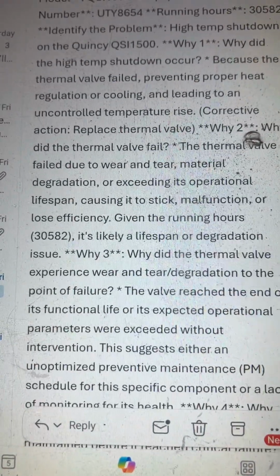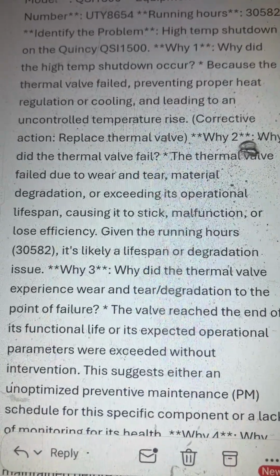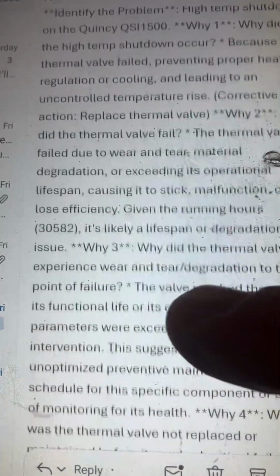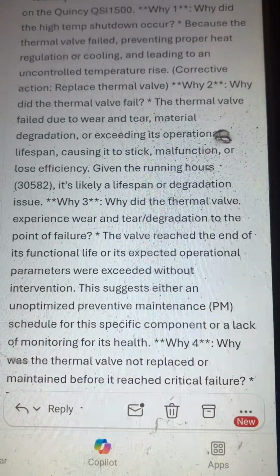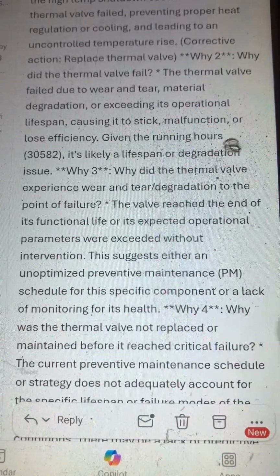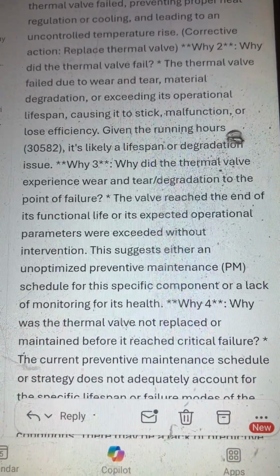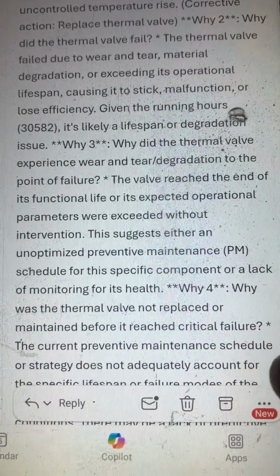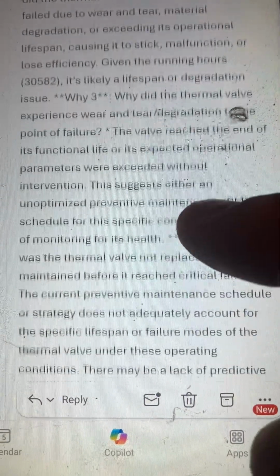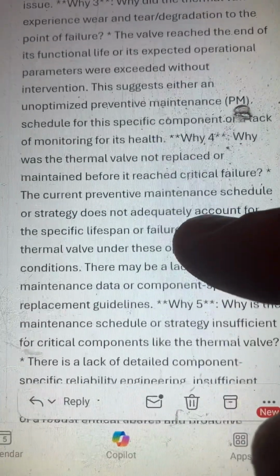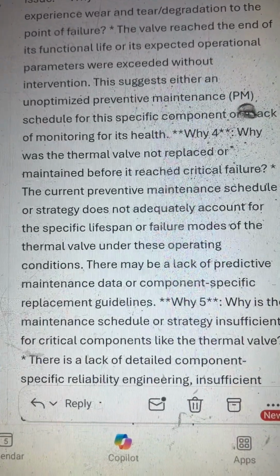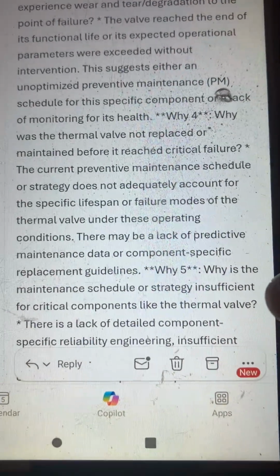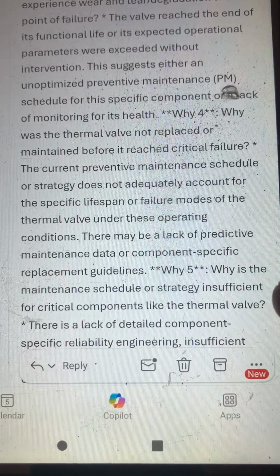Because the thermal valve failed, preventing proper heat regulation for cooling and leading to an uncontrolled temperature rise, and so on. Why number 2, why did the thermal valve fail? Wear and tear, material degradation or exceeding its operational lifespan. Why number 3, why did the thermal valve experience wear and tear and degradation? This suggests either an unoptimized preventative maintenance schedule or lack of monitoring for its health.